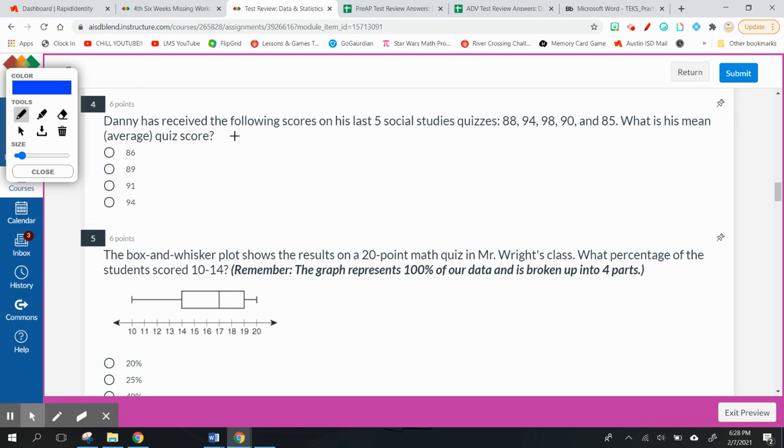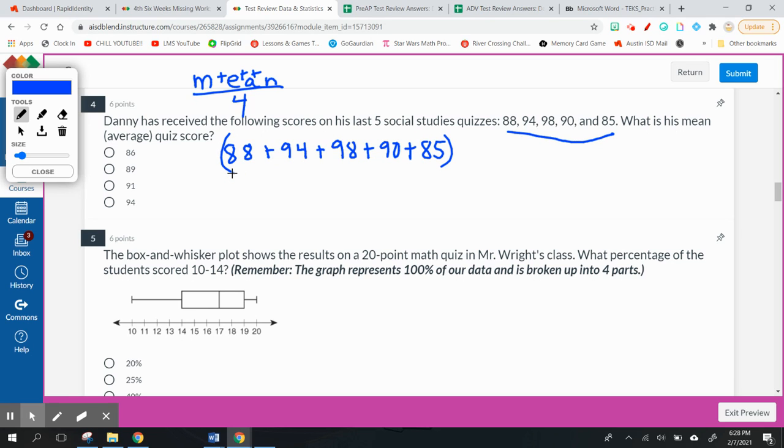Danny has received the following quiz scores on his last 5 social studies quizzes. 88, 94, 98, 90, and 85. Danny's doing pretty awesome. What is his mean or average score? Remember, my mean teacher gives me grades. That means we have to add up all of your grades and then divide by however many grades you had, however many numbers we just added up. So we're going to add up all of these scores. 88 plus 94 plus 98 plus 90 plus 85.